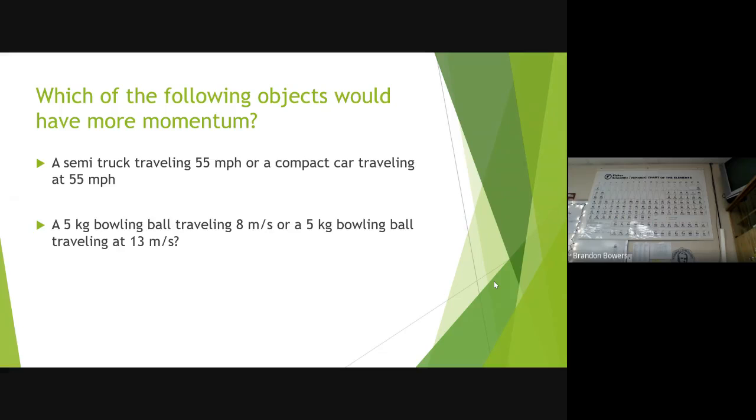Option number 2. Somebody raise your hand. A 5 kilogram bowling ball traveling 8 meters per second, or a 5 kilogram bowling ball traveling at 13 meters per second? John, 13 meters a second. How'd you get that? Because they're both the same weight, and 13 meters a second is faster than 8 meters a second. Very good. You're exactly right. This has a faster velocity.